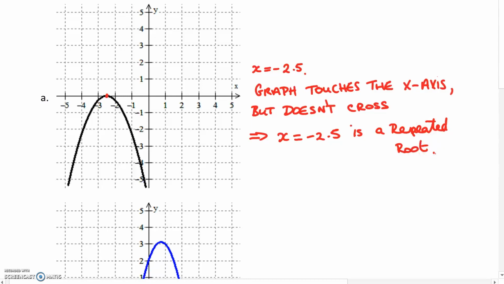That's because the graph touches the x-axis there, but it doesn't actually cross it. X equals -2.5 is a solution still. That doesn't change. It's still a solution to the graph. But because the graph doesn't actually cross the x-axis there, we call it a repeated root.